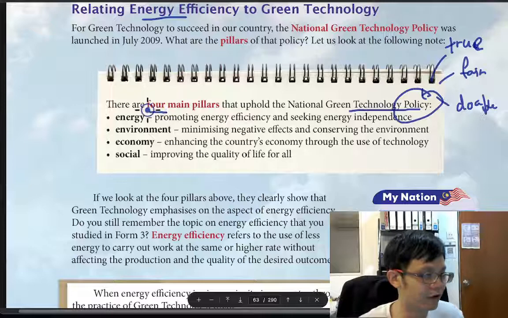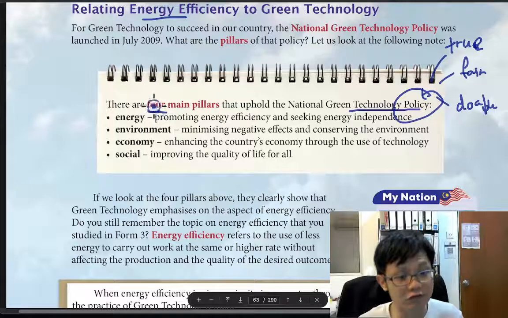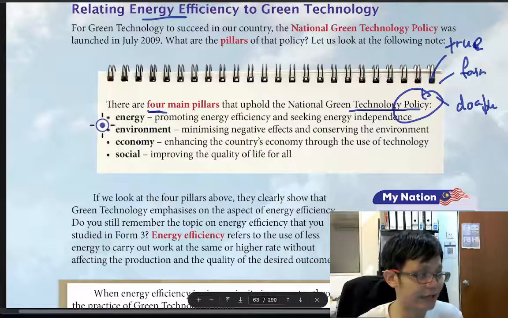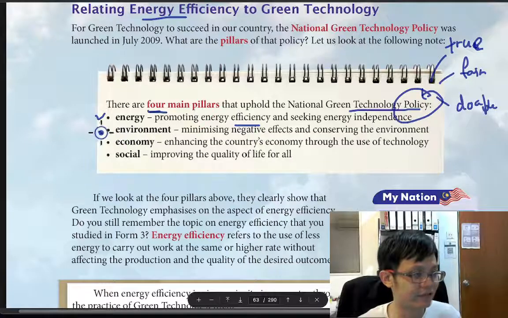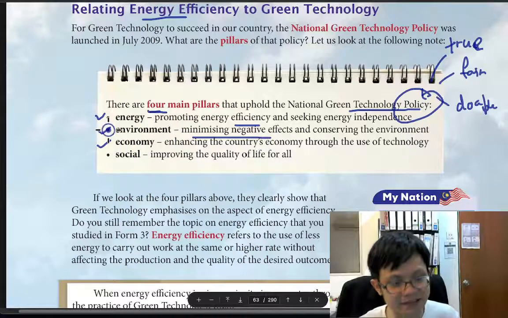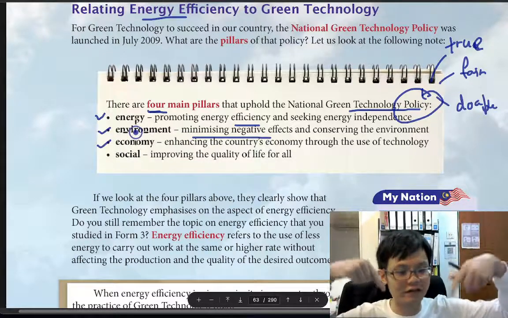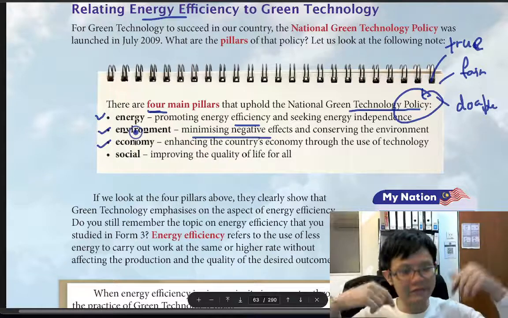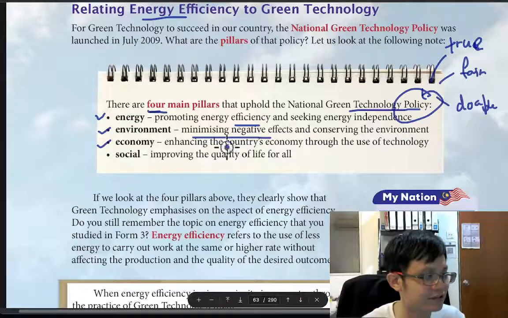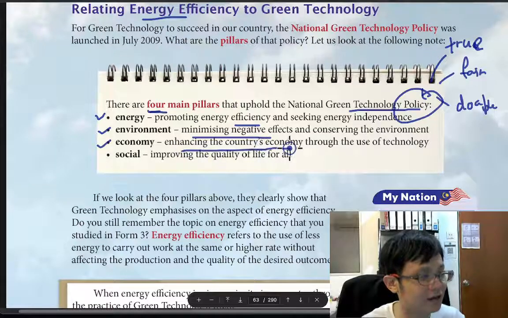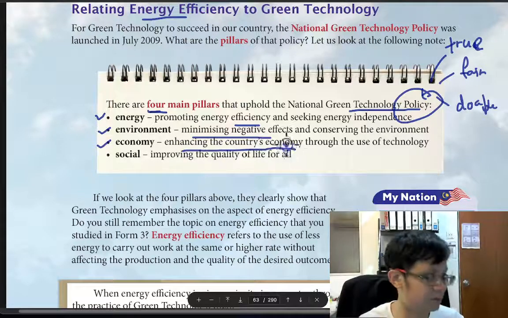So there are the 4 main pillars. What we want to do in this policy is make sure we are promoting energy that is efficient. The environment, minimizing the effect, all the bad things we don't want. The economy, not only do you want to save money, but the economy should go up, not down. So enhancing the country's economy by the policy.